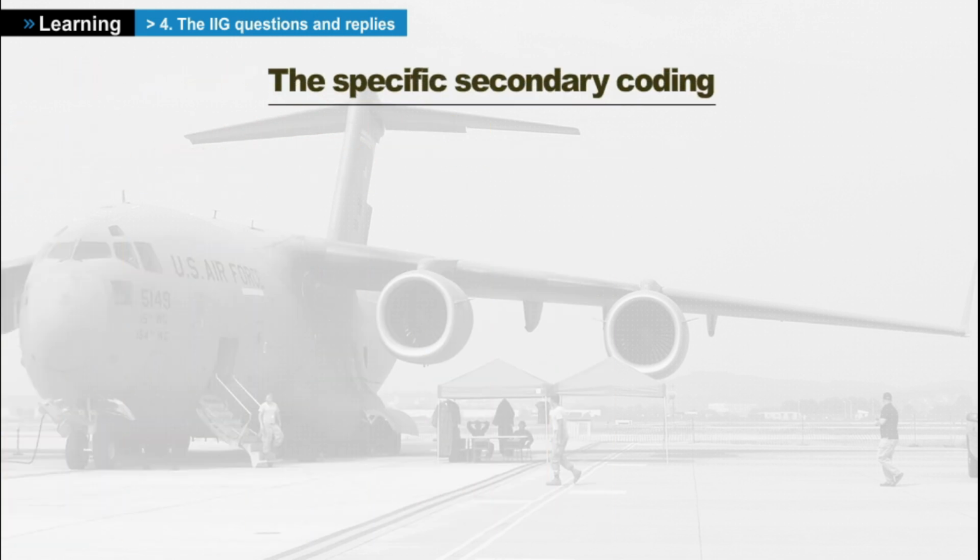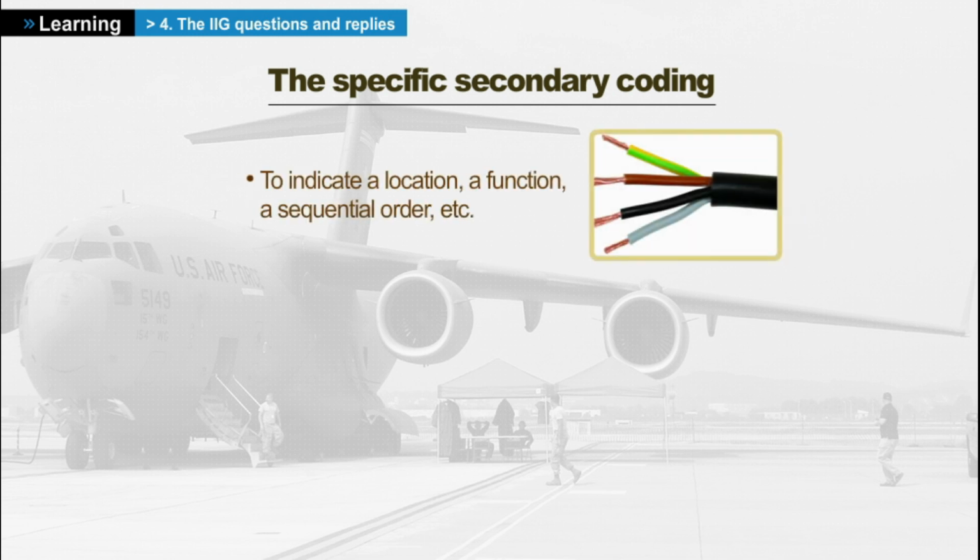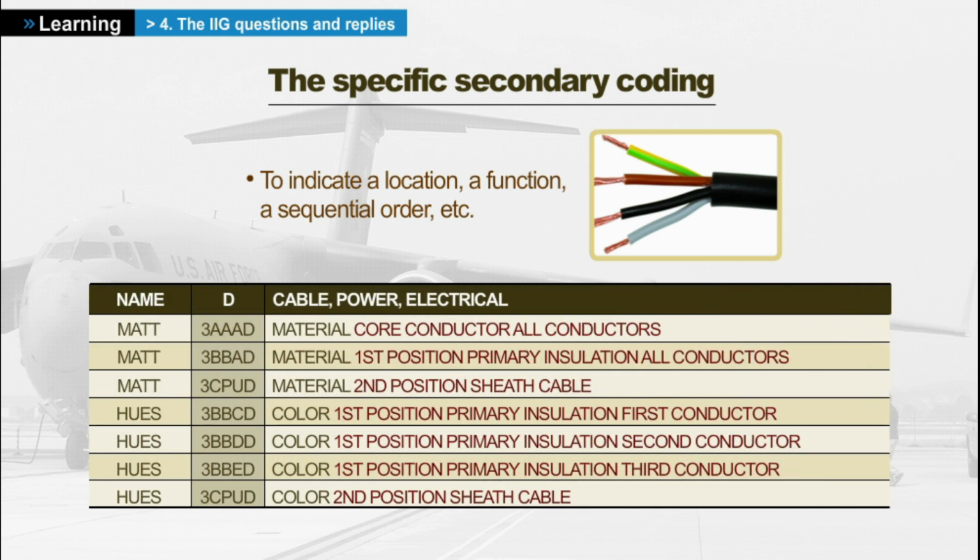Sub-requirements called Identified Secondary Address Code, ISAC. Secondary coding is used to specify a location, function, sequence, etc. It is used when the reply instructions allow it.